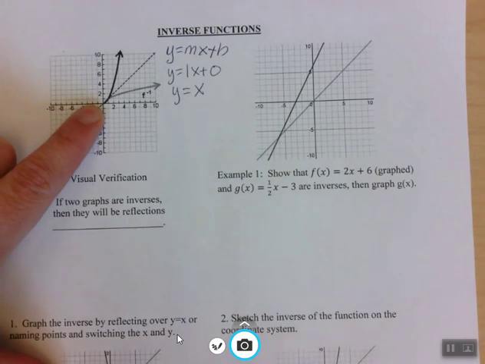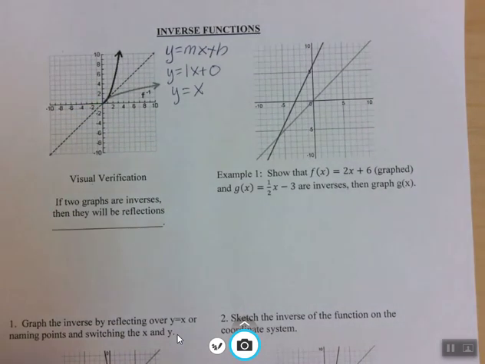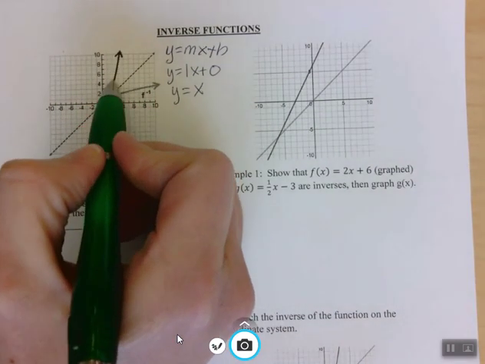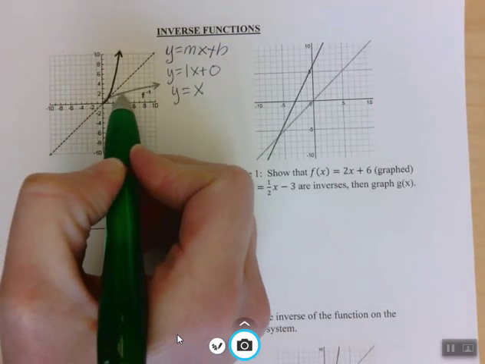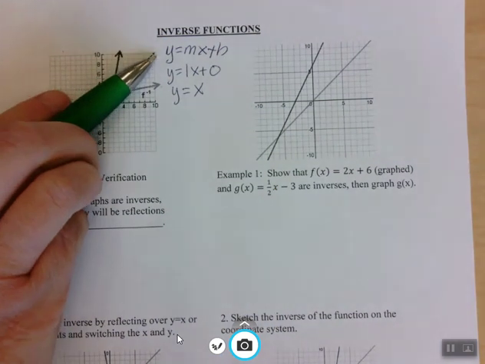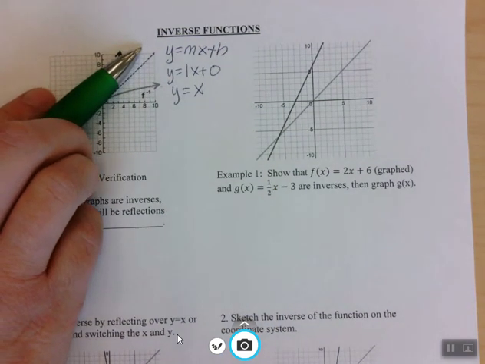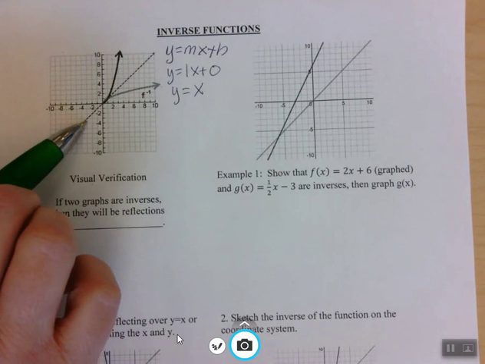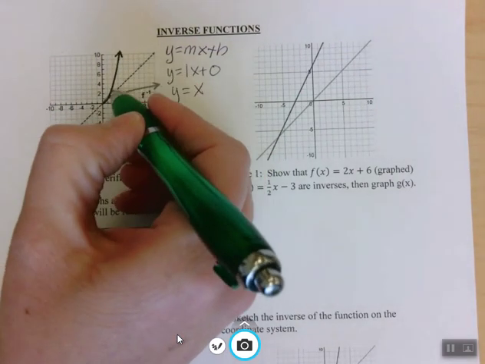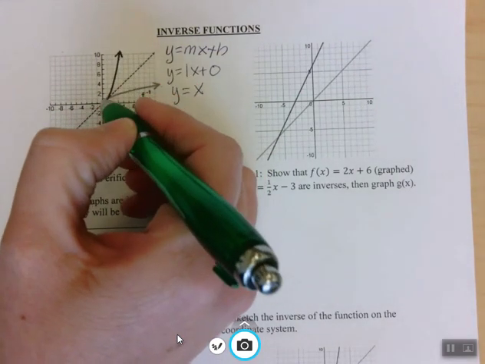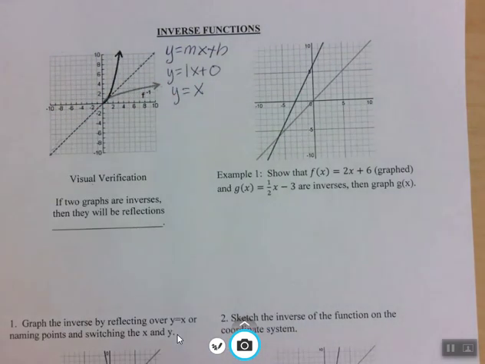All right? The line y equals x is special for inverses because here's a function. Here's the inverse of a function. Do you see how they're symmetric to that line? Yes. So if you were looking at a graph and the teacher asked you, are these two inverses of each other, you could draw this diagonal and look to see if there's a reflection.